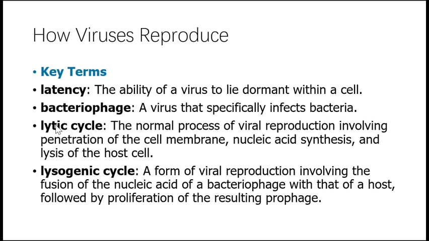The third term is lytic cycle, which is just the normal process of viral production. The lysogenic cycle happens under certain conditions. Well, let's just end it here.